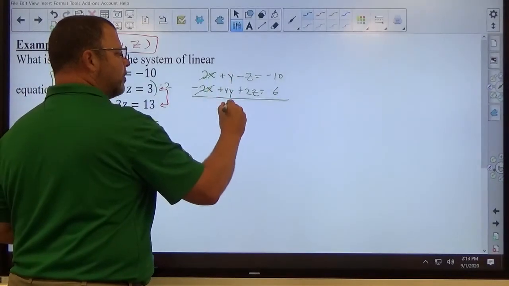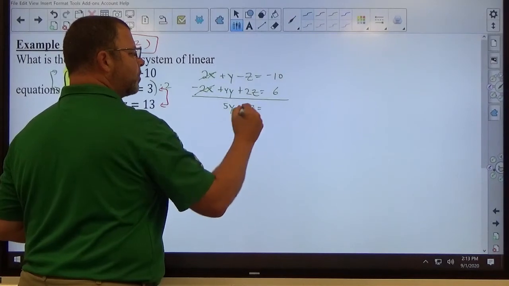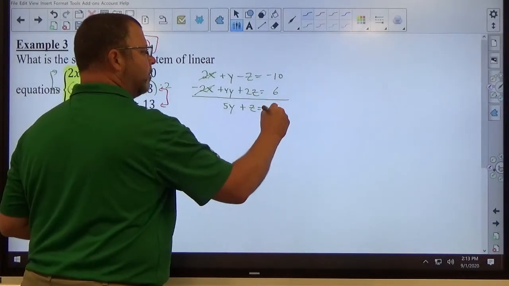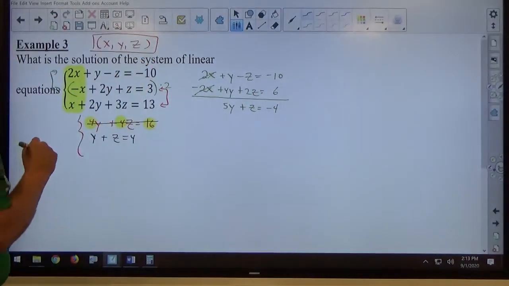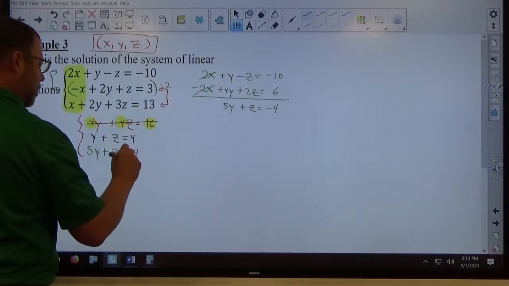Y plus 4y is 5y. Negative z plus 2z is positive 1z. And negative 10 plus 6 is negative 4. So I've got 5y plus z equals negative 4.